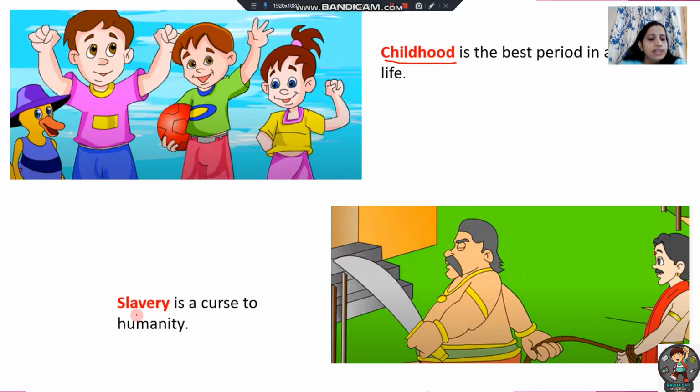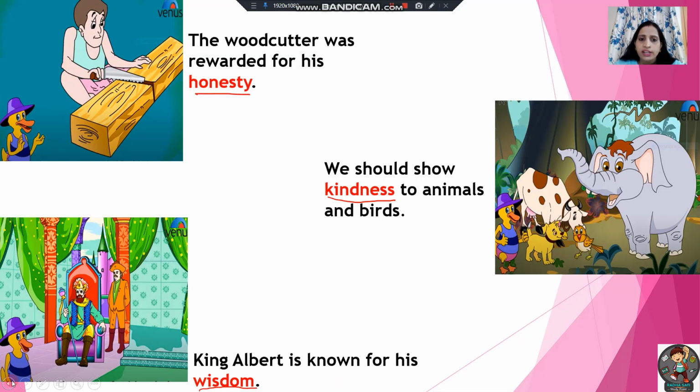Come to the next one. Slavery is a curse to humanity. So here the word slavery, it is an example of abstract noun. Now the third thing was, come to the definition.